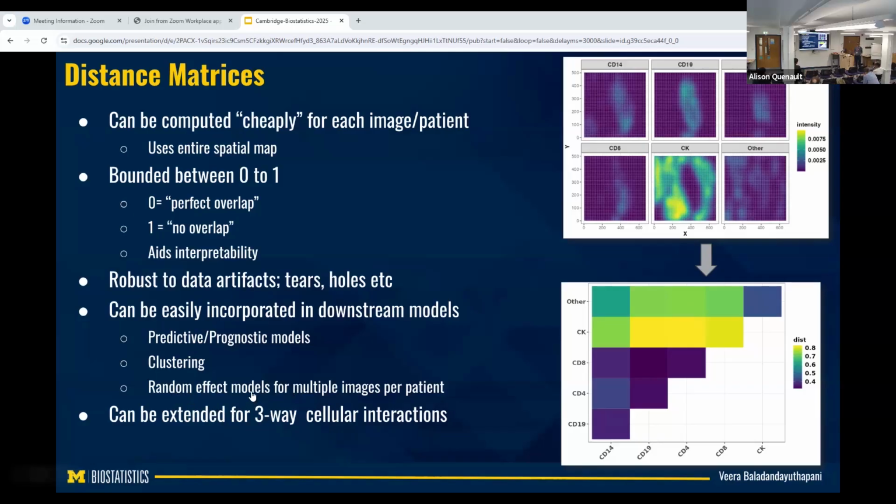If you have several images, do you take the average, because you compute this per image? Correct. It depends on how you put it in the model, but you can use a random effect model to get inter-patient and intra-patient variability. You look at the intra-tumor variability. You've got multiple pairwise comparisons here, so what do you actually put in your downstream model?